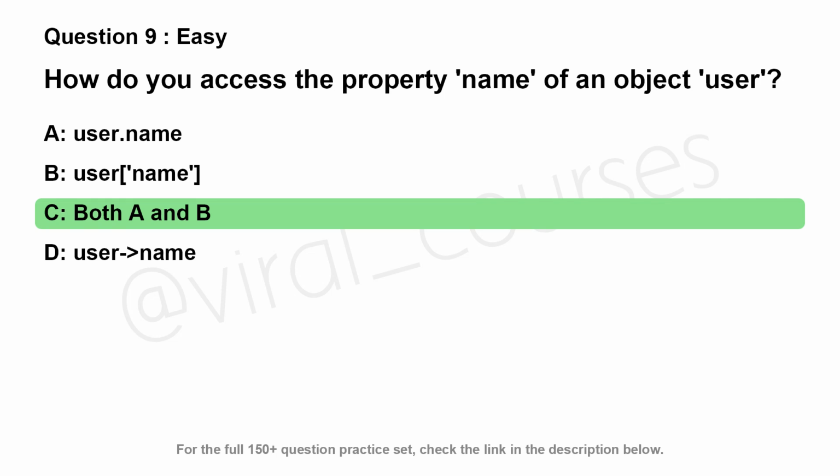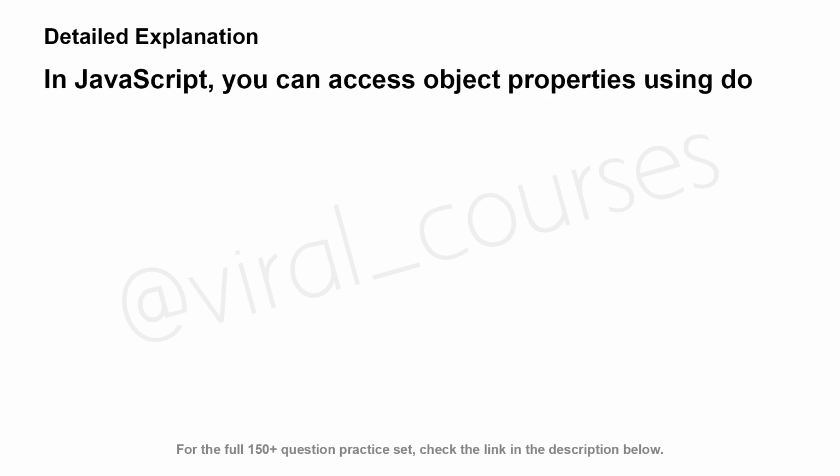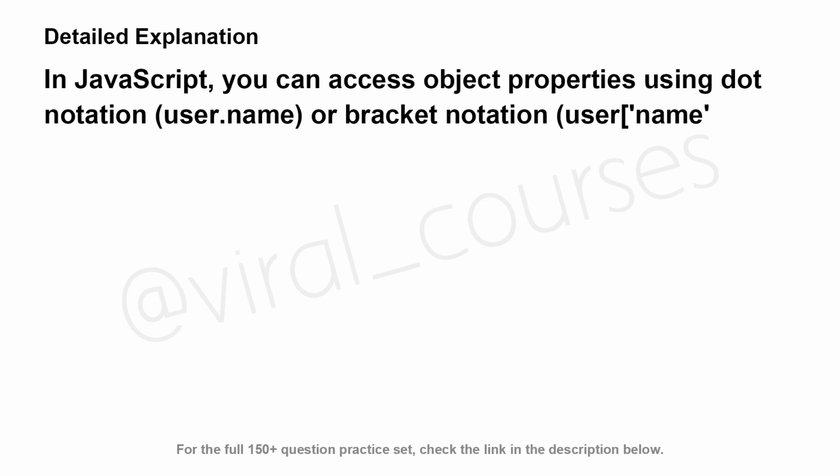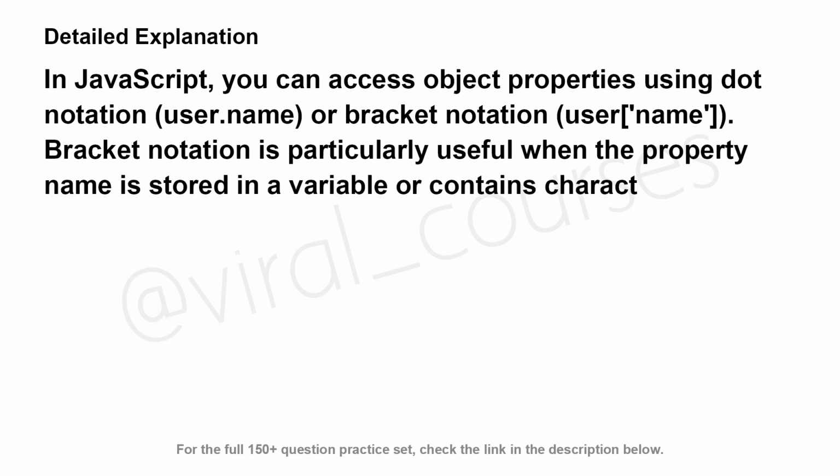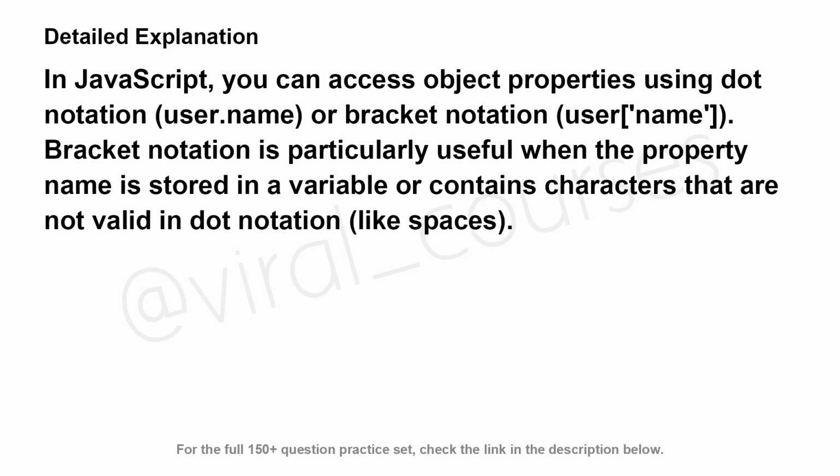The correct answer is C. In JavaScript, you can access object properties using dot notation, user.name, or bracket notation, user['name']. Bracket notation is particularly useful when the property name is stored in a variable or contains characters that are not valid in dot notation, like spaces.